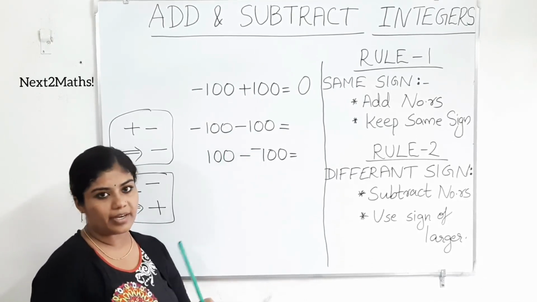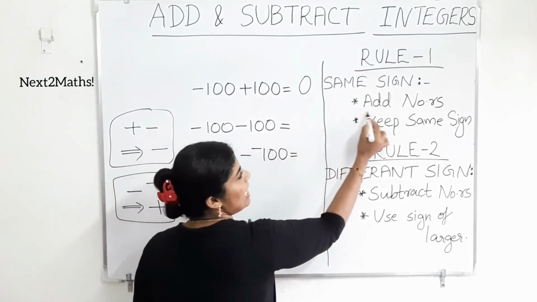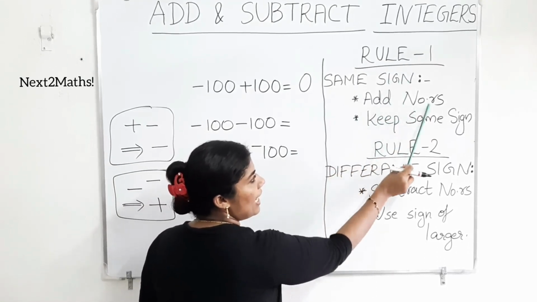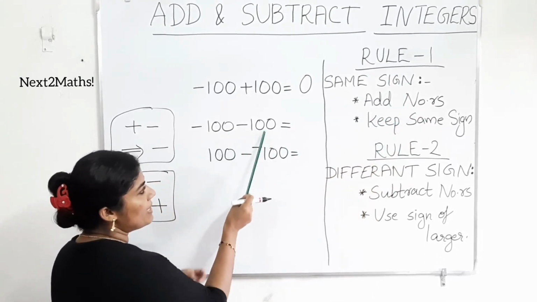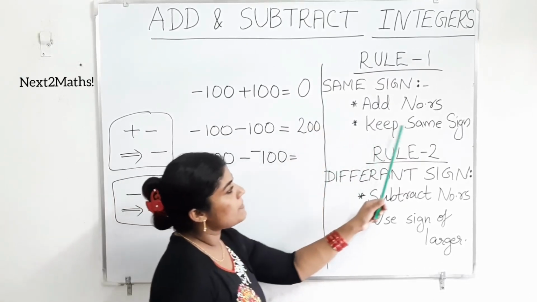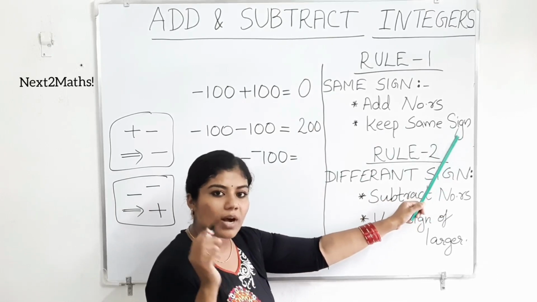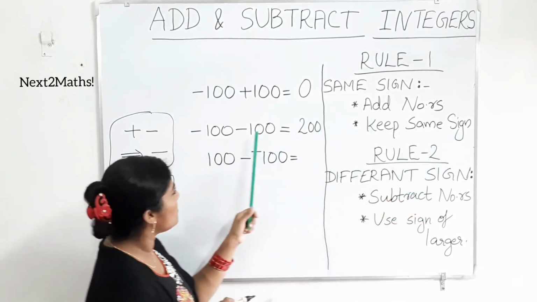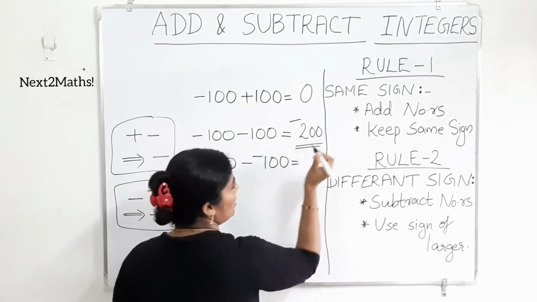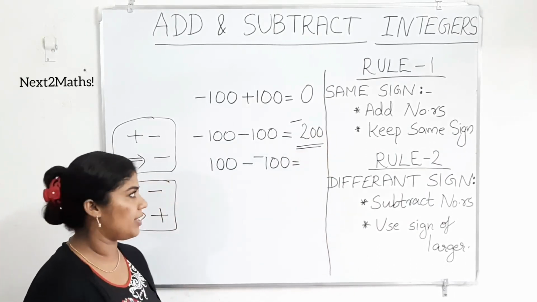100 plus 100. What will you get? 200. Just add the numbers. See, if it is the same sign, you add the numbers. So 100 plus 100, you will get 200 and keep the same sign. Okay. So what sign is given in the question? That same sign. Here you have negative. So you just give negative. So your answer is negative 200.